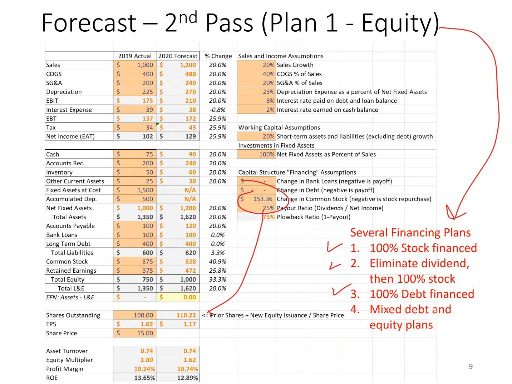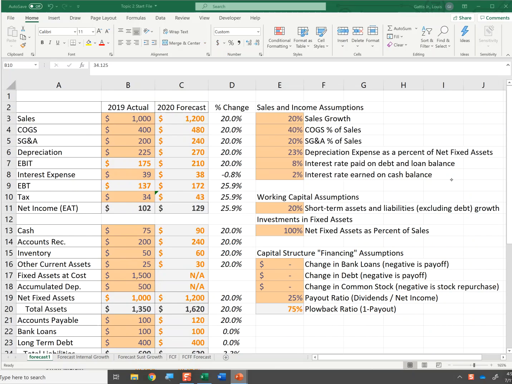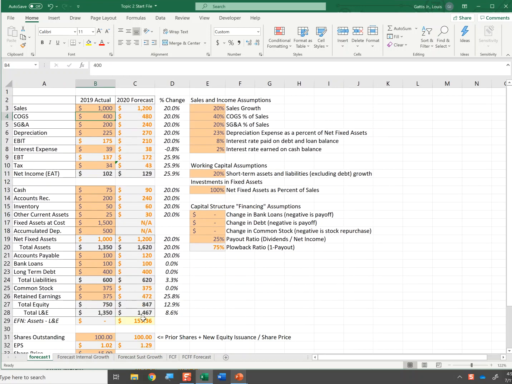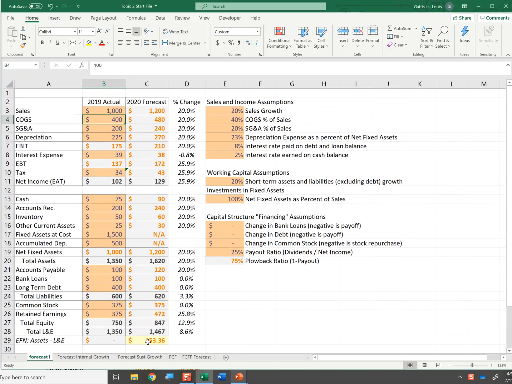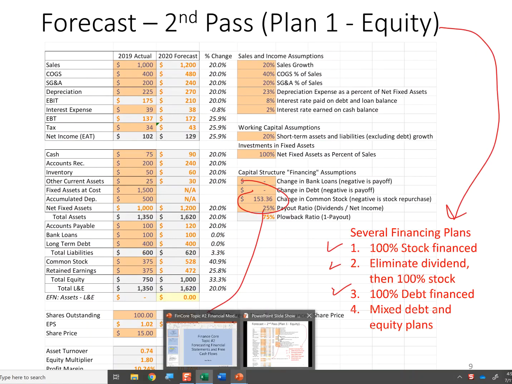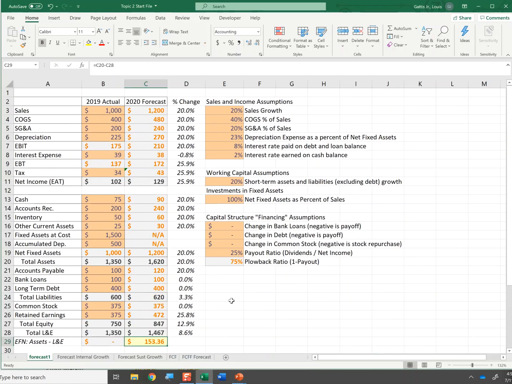So I'm going to go back to our spreadsheet. And so here's the end of our first pass. In our first pass, we had a forecasted external funds needed right down here of 153.36. And so let's do a couple scenarios. Let's say, how are we going to close this gap? We have excess assets over liabilities and equity.